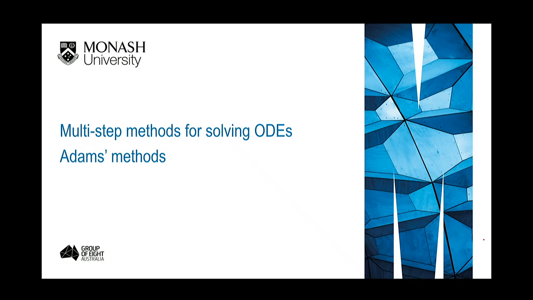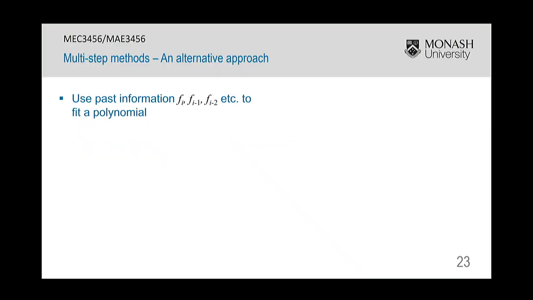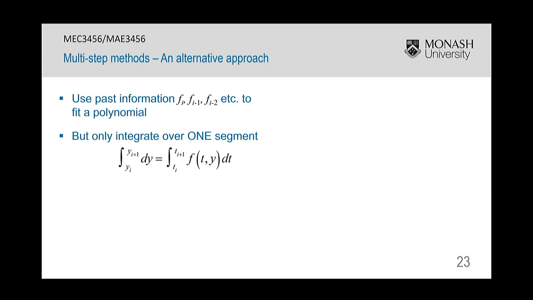We're going to have a look at an alternative way of doing multi-step methods to solve ODEs. And this class of methods is collectively known as Adams methods. So the idea is we want to use past information, for example the function values at i minus 1, i minus 2, etc., to fit a polynomial, but we're only going to integrate that polynomial over one segment, in other words the segment that we're currently trying to estimate.